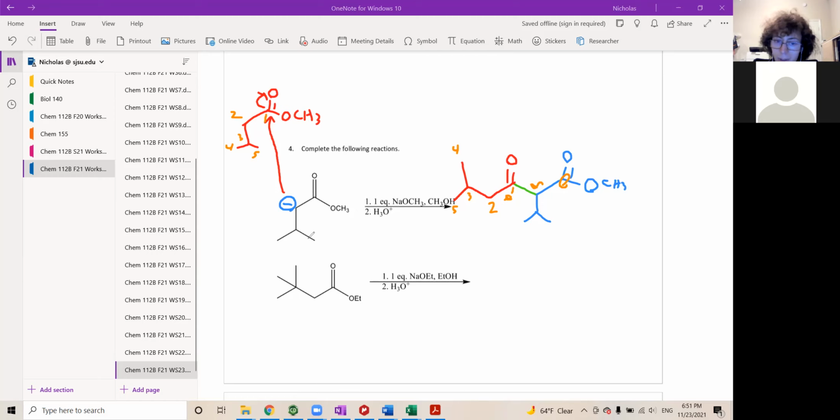The next one is going to be similar. It's an ester, we're adding one equivalent of base and then an acid. So I'm going to form an enolate here. And then the enolate will attack the carbonyl carbon of the other ester, because we're not adding a different one. Again, I'll number these kind of arbitrarily. Draw the product.